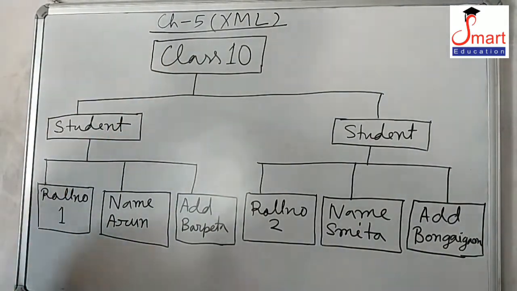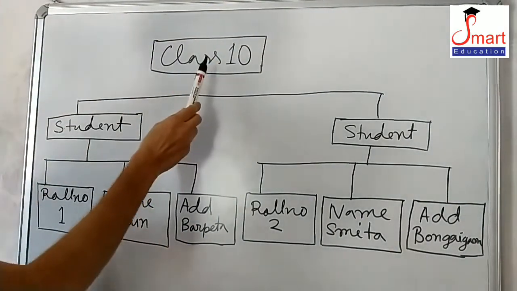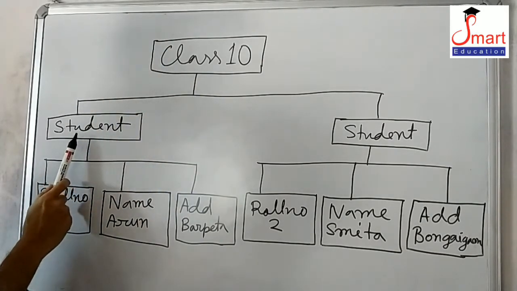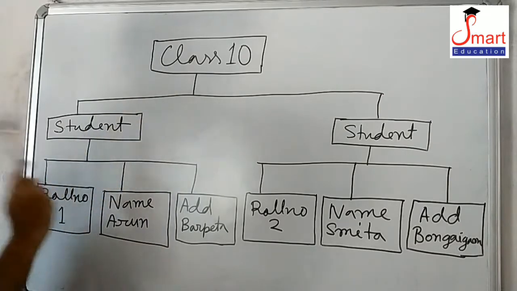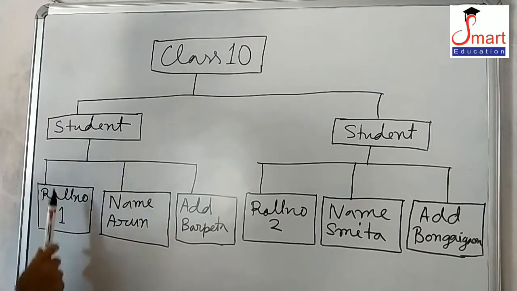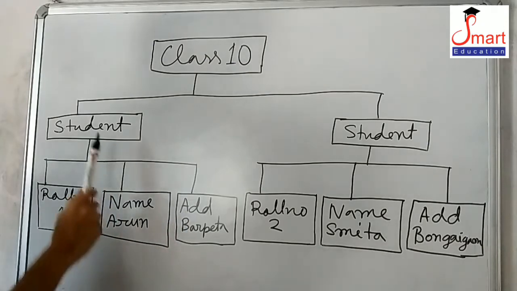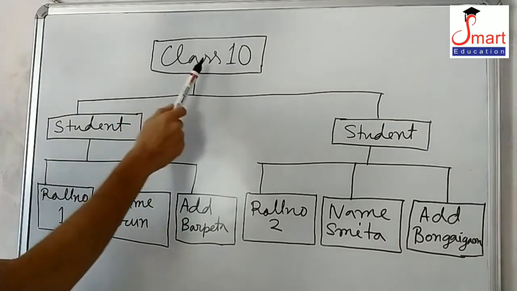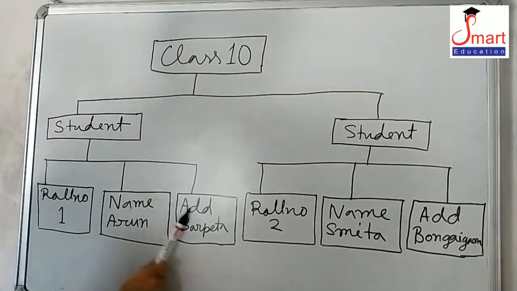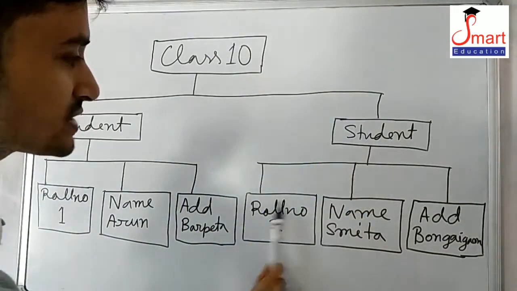Okay, let me erase this. This is not required actually for the program. Okay, this is the root element class 10. This is the child element of the root element. That means class 10 is the parent of student, and you can see inside the student again are the sub-child elements of student: roll number, name and address. So these 3 are the child elements of student, and student is the child element of class 10. That means root element, child element and sub-child element. In the same way here you can see root element, child element and sub-child element.